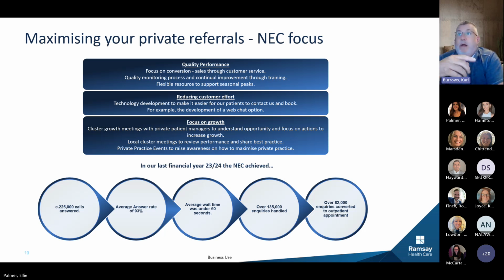And then there are these private practice events, which allow us to showcase what the NEC can offer you to secure opportunities and bookings. So those are our 3 main focuses.